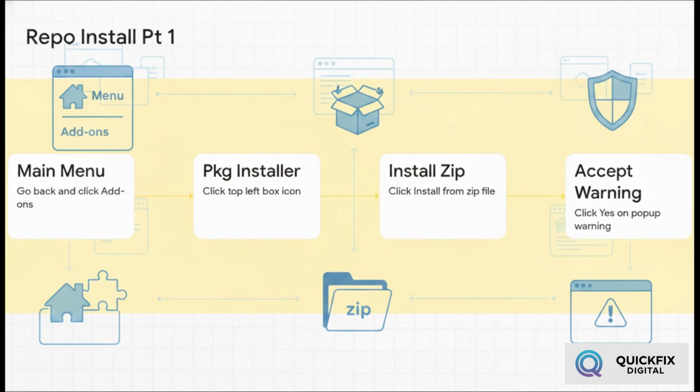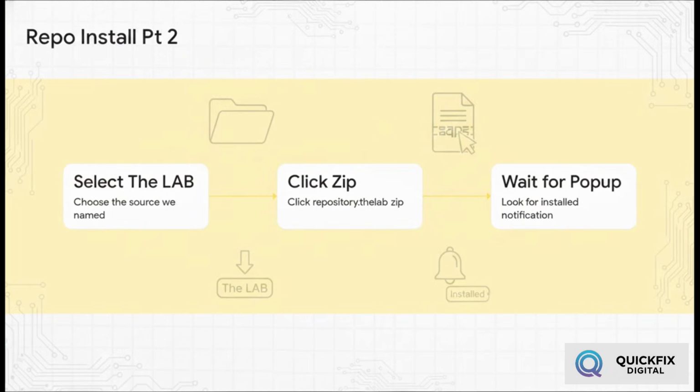Now, a system security warning pop-up is probably going to appear. Just click Yes to bypass it. Keep in mind, for this to work, you absolutely must have already enabled unknown sources in your core Kodi settings. Once you're past that warning, a directory box will pop open. Scroll on down and select TheLab. Yep, that's the source we just named a minute ago.